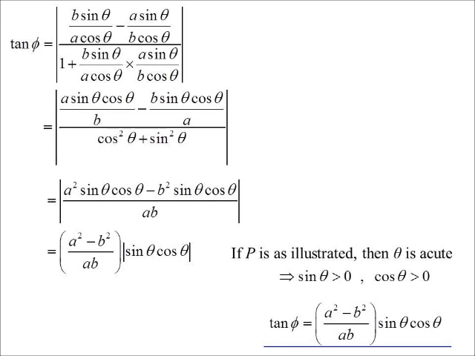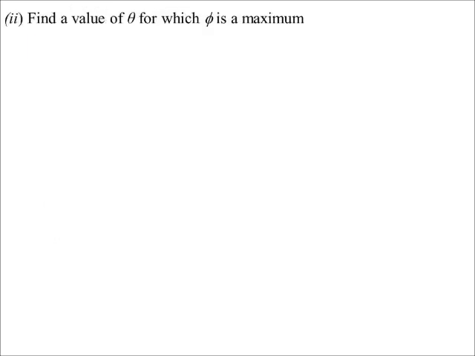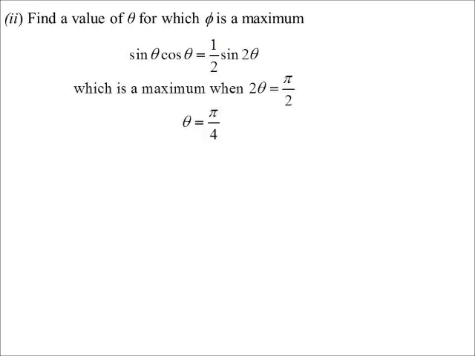So I just felt I needed to explain why I could get rid of those absolute value signs on that one. Find the value of theta for which phi will be a maximum. Well, we know that sine theta cos theta is a half of sine 2 theta. We know that's a maximum at the amplitude, and sine curves are always a maximum at pi on 2. So 2 theta would be pi on 2. I know theta is equal to pi on 4.